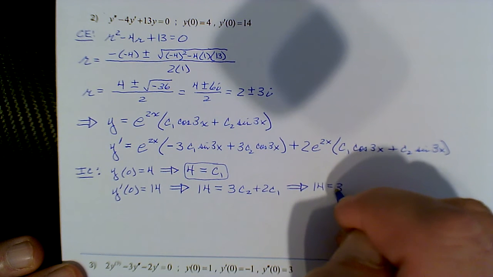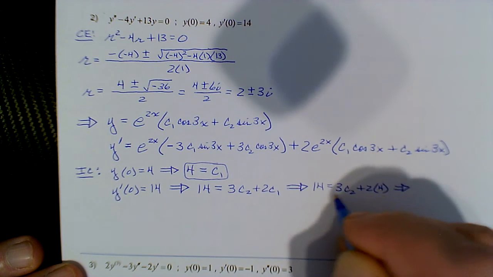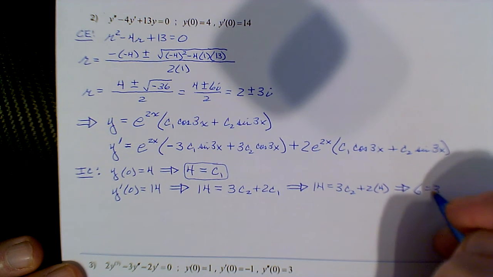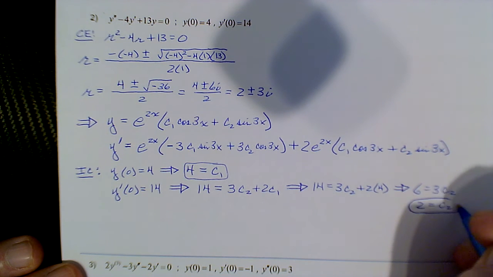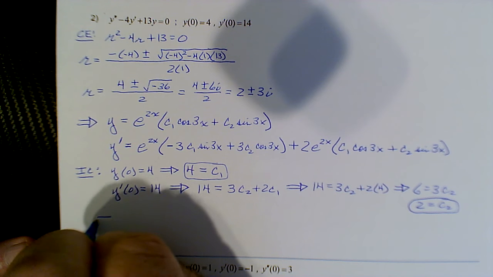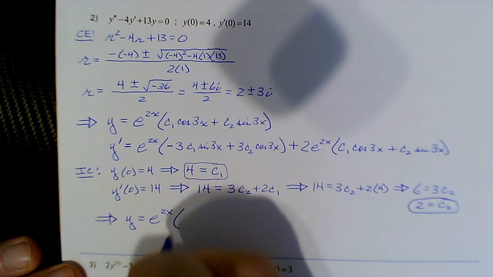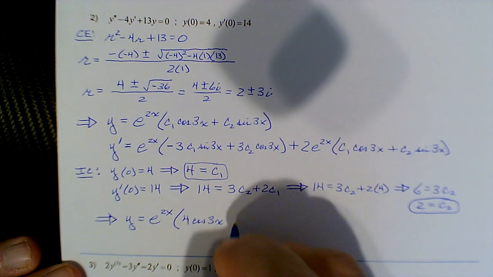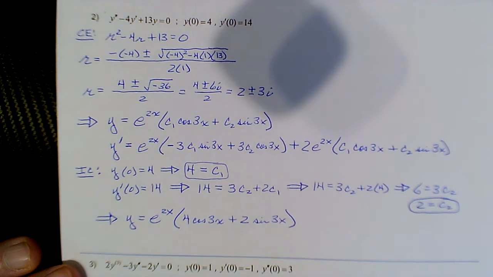Okay, and then basically we just back substitute, because c1 was 4. So 14 equals 3c2 plus 2 times 4. So this is 8. 14 minus 8 is 6, equals 3c2. So c2 is 2. Okay, so then our particular solution, y would be e to the 2x, and then times c1, which is 4, cosine 3x, plus c2, which is 2, sine of 3x.